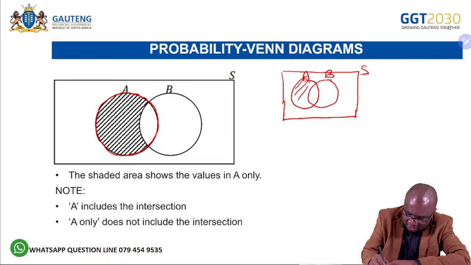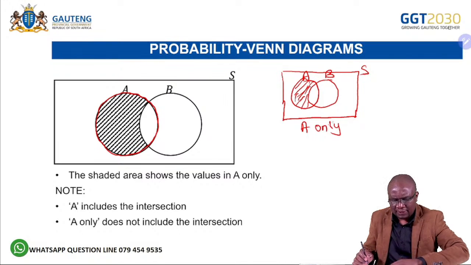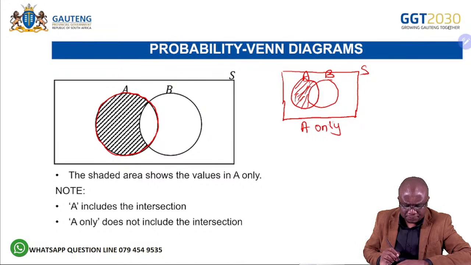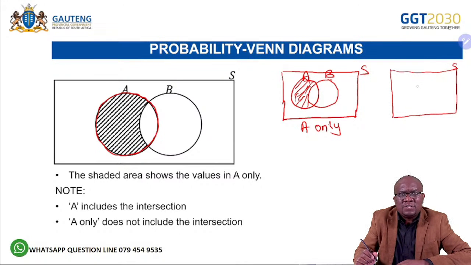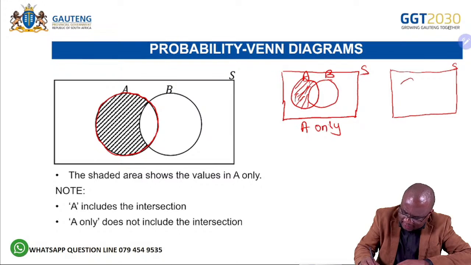So this means A only. Can I think of an example? Let me see if we can use the subjects that we're doing. Right, let's say I have a Venn diagram like this. Let's say L for life sciences.